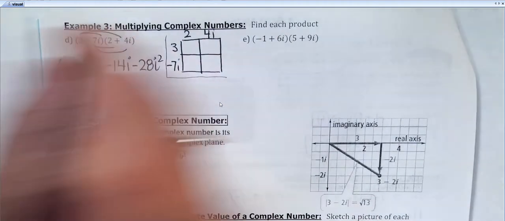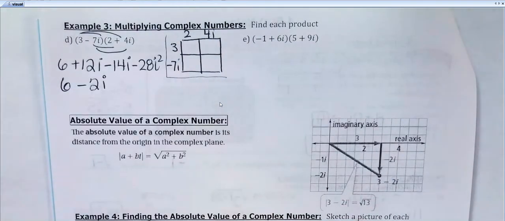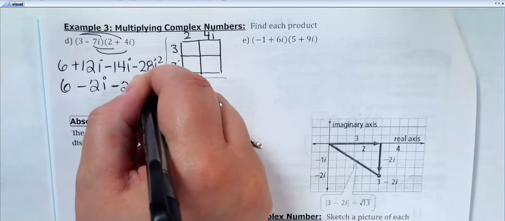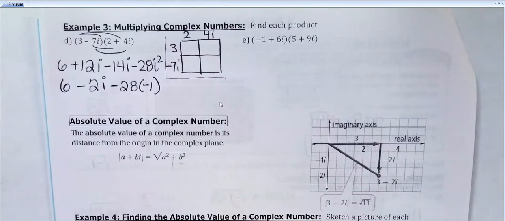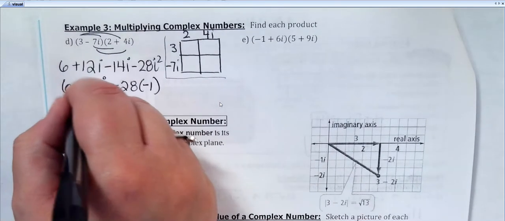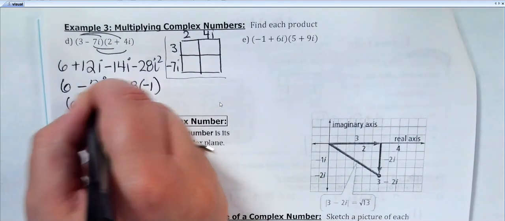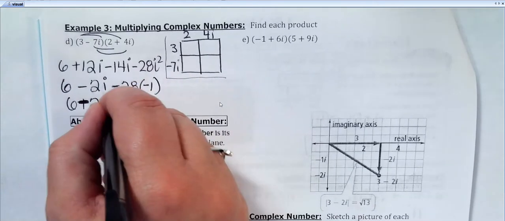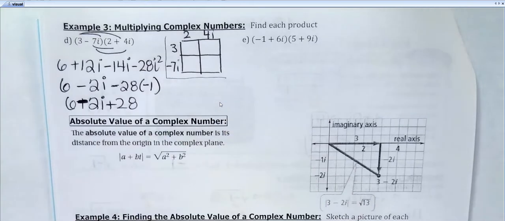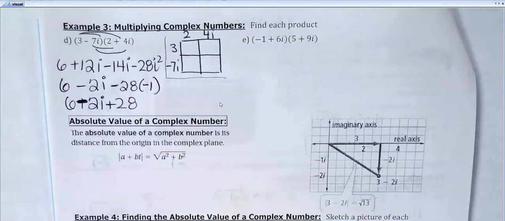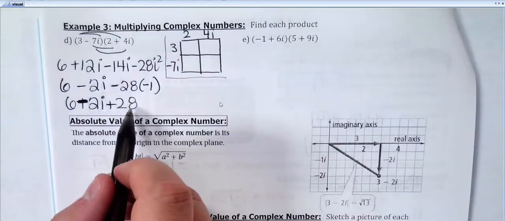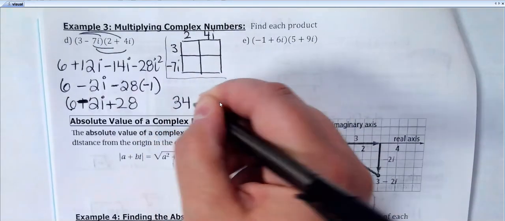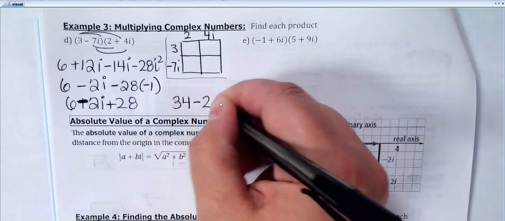If you want to skip this step, it's fine. I'm just trying to write this out to show people where it comes from. That negative 28 times i squared is really going to be negative 28 times negative 1. So, oops, oh shoot, I just changed that to a plus for some unknown reason. Okay, this becomes plus 28 as that last term, that becomes a real number. That should have been a positive 6 there. So altogether 34, and then it should be minus 2i.